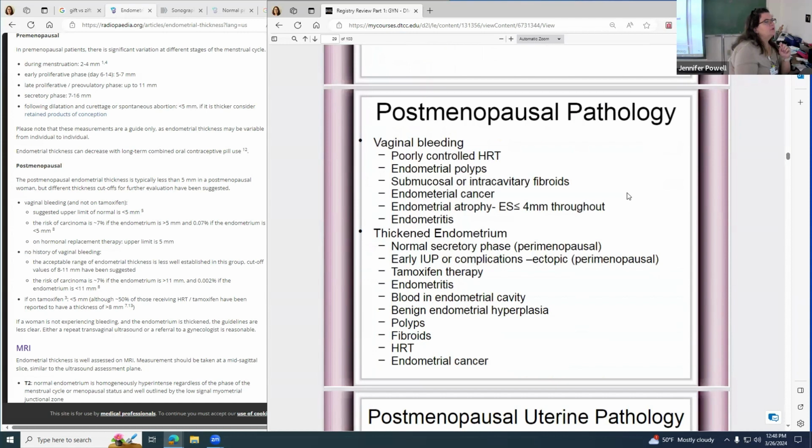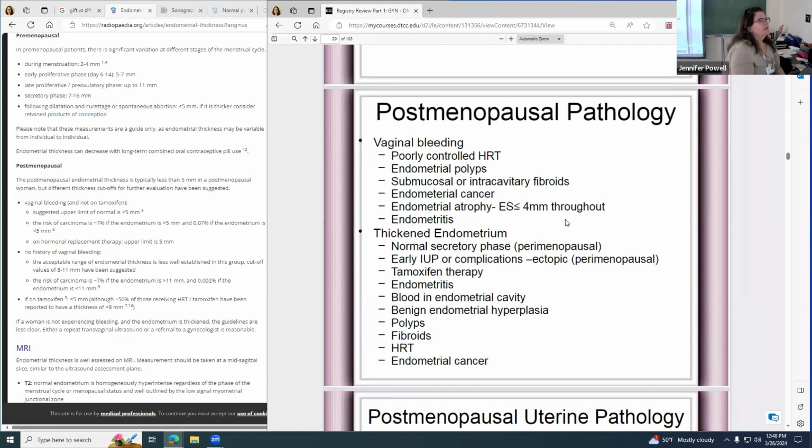So postmenopausal pathology, if you have vaginal bleeding, you could have poorly controlled hormone replacement therapy. They could have endometrial polyps, submucosal or intracavitary fibroids, endometrial cancer, endometrial atrophy. ES, endometrial, I don't know what S is, less than 4 millimeters throughout. Endometrial stenosis, maybe?